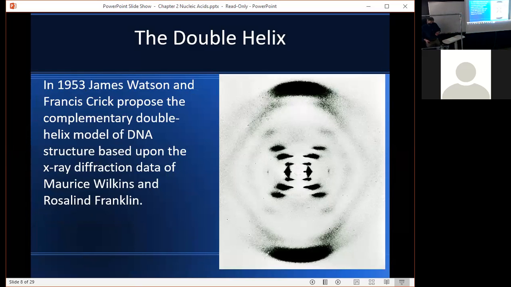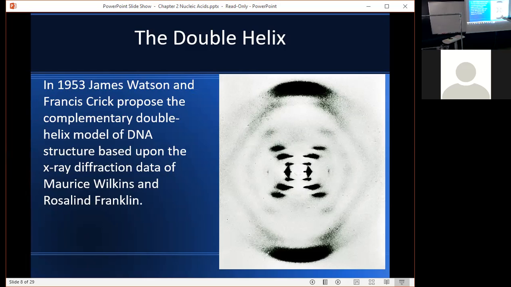All right, 1953, I said 1956, I was a little bit late. So 1953, James Watson and Francis Crick proposed the complementary double helix model of DNA based on the X-ray diffraction data of Maurice Wilkins and Rosalind Franklin. What we're looking at here is a very, very famous photograph that you've probably seen before. This is called photograph 51.